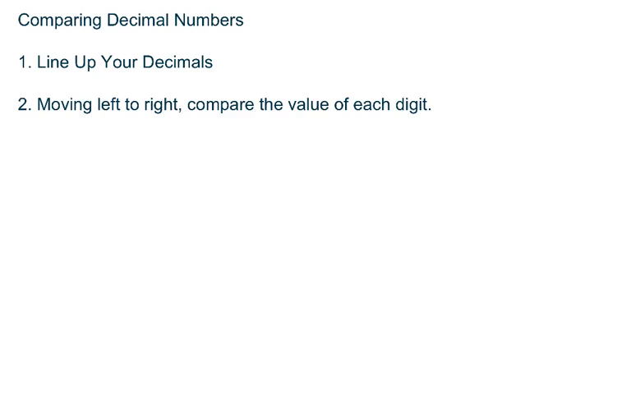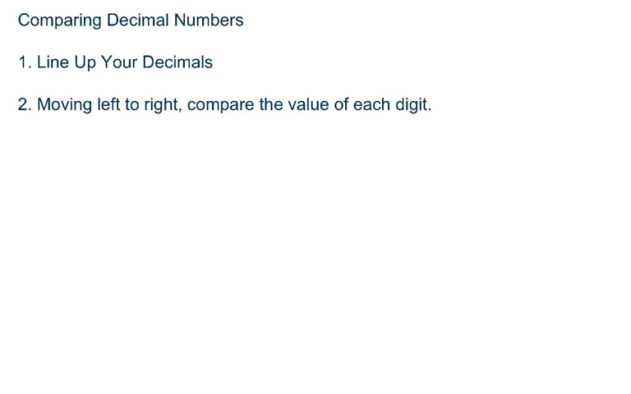This is Unit 2, Level 2, comparing decimal numbers. So we've talked about decimal place value and talked about how to read decimal numbers. Now we're going to compare them. So I'm going to start with two numbers.